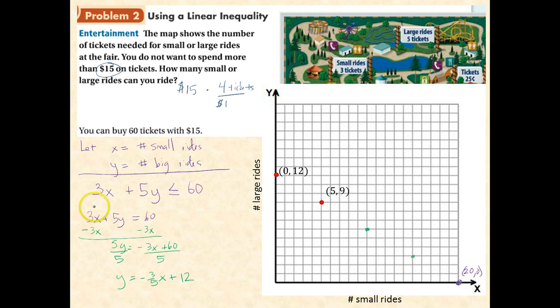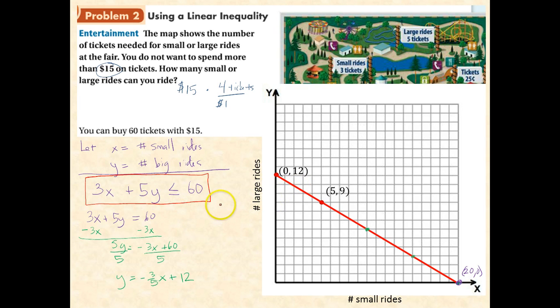Okay, now look back at the inequality that we wrote. Is this going to be a solid line or a dotted line? It says less than or equal to, so we're going to include our boundary, which means that's going to be a solid line.